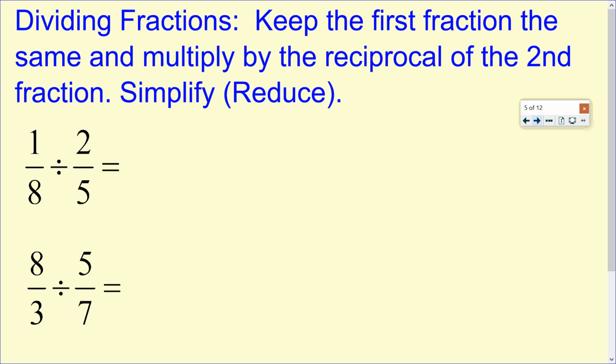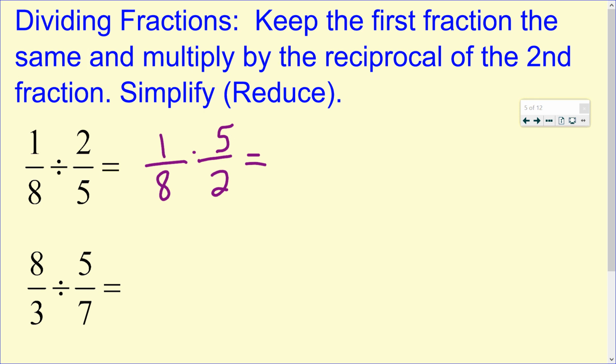Okay, so I'm going to rewrite this problem. Anytime I see division, instead of dividing by a fraction, we're going to multiply by its reciprocal. So for this first one, I'm going to keep that 1/8. And instead of dividing, I'm going to change it to multiplication. And then we're just going to flip that second fraction, use its reciprocal, 5/2. And now it's exactly the same as the problems we saw on the last page. We're just going to multiply straight across.